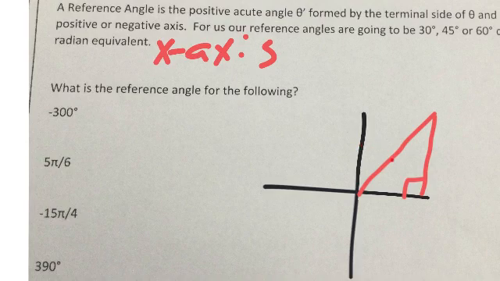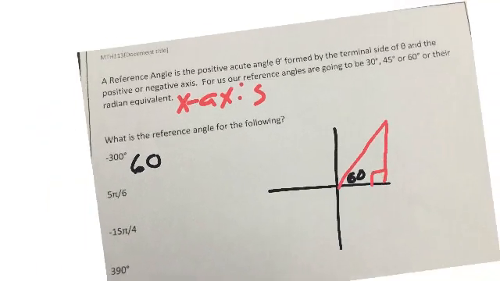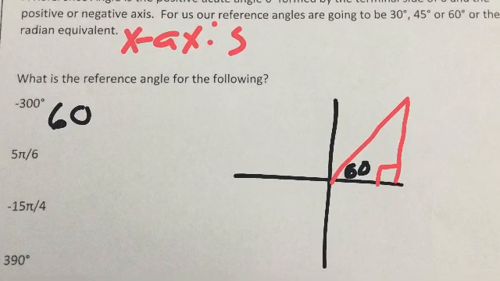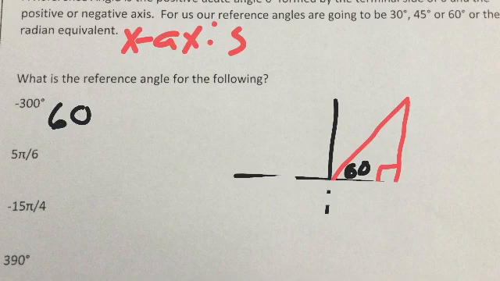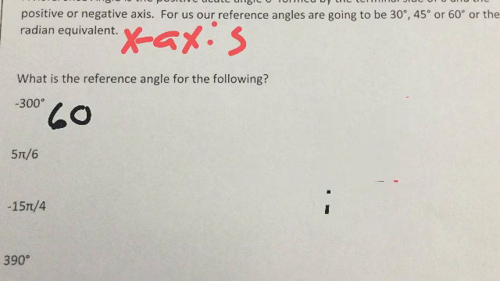So if this was 270 and this got me to 300, that means this angle is 30. So what is my reference angle or my central angle? It would be 60 degrees. So the reference angle for negative 300 degrees is a 60-degree reference angle. And that's what we're going to be doing on all of these, just like that, thinking through.